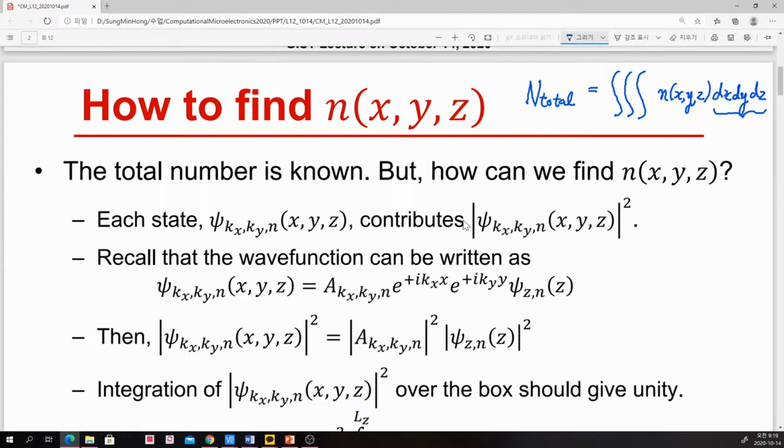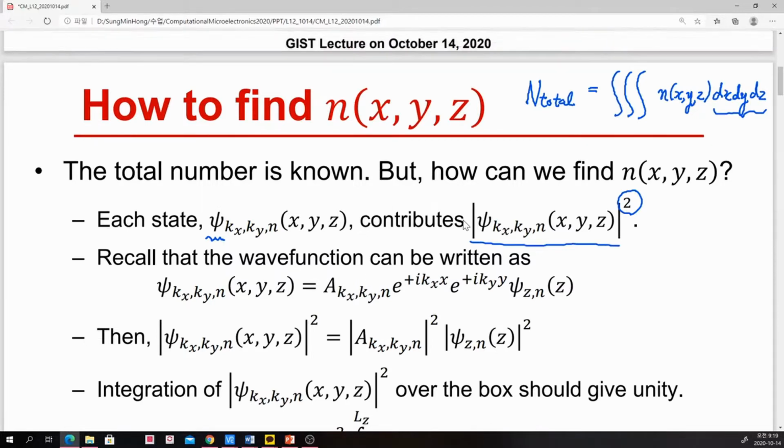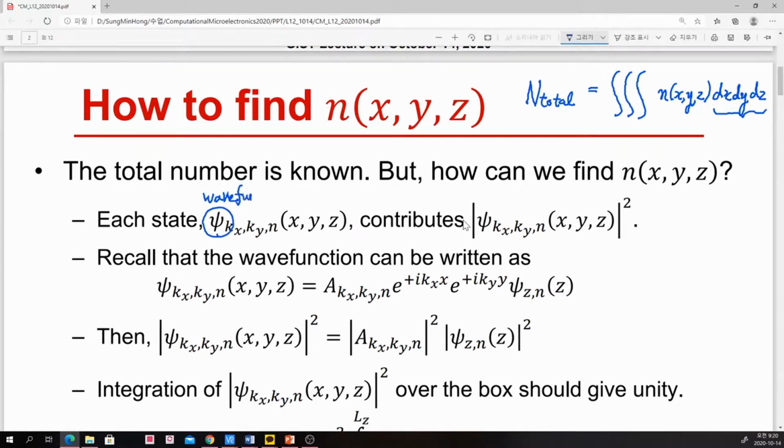So the simple rule is, if we have a certain eigenmode, then the probability density to find that electron at a certain position is given by the square of the absolute value of our wave function. So you know it quite well. This is the interpretation of the wave function. This is a wave function as the probability density in the spatial coordinate.